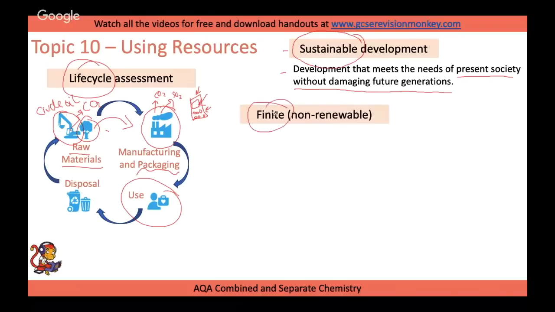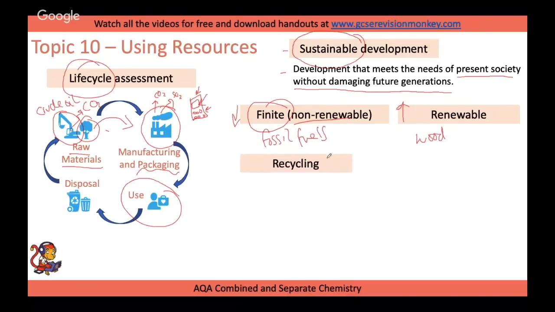In chemistry, they use the word finite to describe non-renewable resources like fossil fuels. And in terms of making products and things, renewable resources would be things such as wood and timber that we can replace. So if we're looking for sustainable development, we're going to want to reduce the finite resources that we're using and try and increase the renewable resources. And we want to try and do recycling as much as we can, because recycling means that less energy is used because we're not having to mine and dig for new materials.